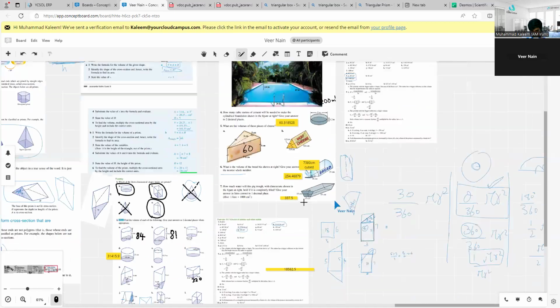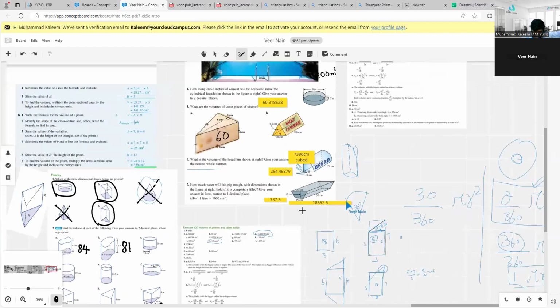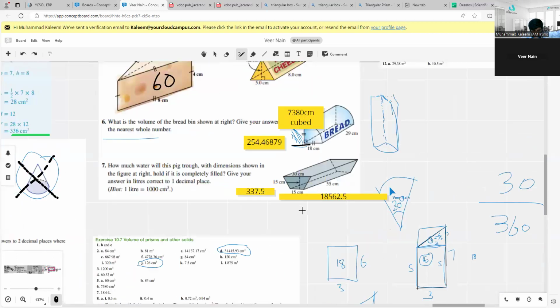This is the answer. Alright, okay. But they asked how much water we can store in this pool. We have to convert it to liters, so we have to divide it by 1,000. Yes, exactly, because I already told you how we can convert in the last class. Maybe before yesterday, right? On Thursday we did the conversion.